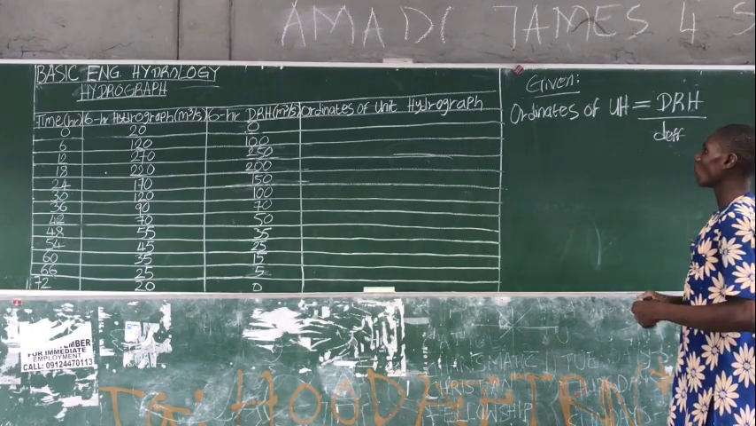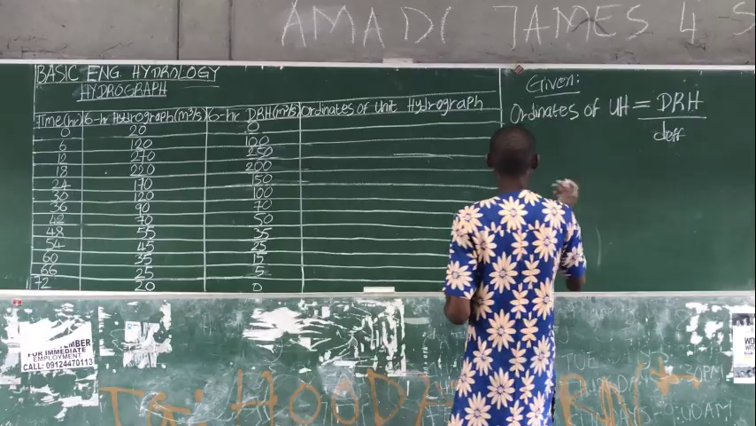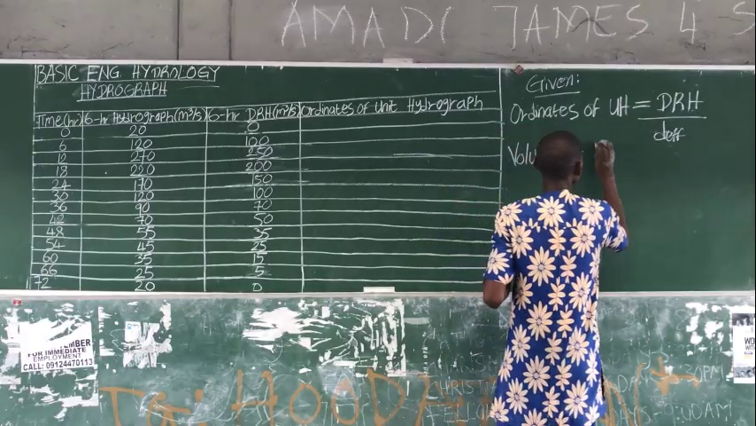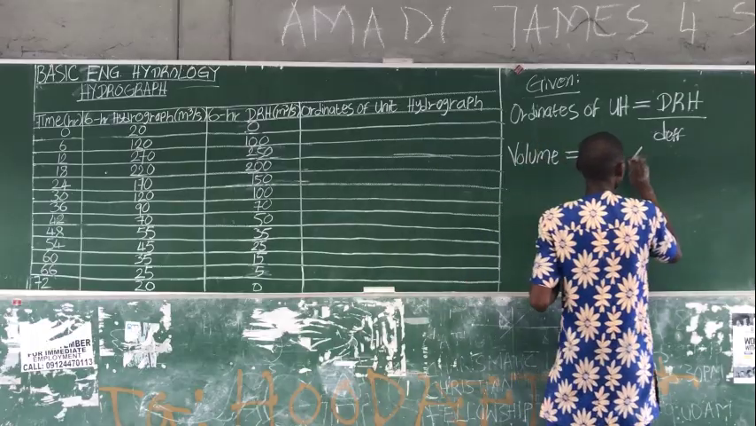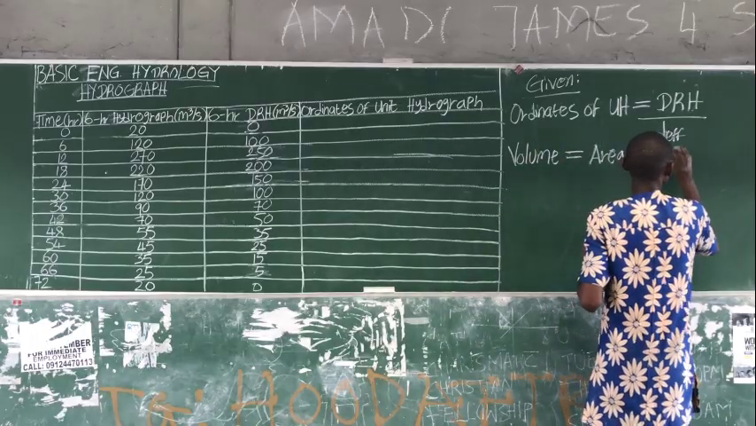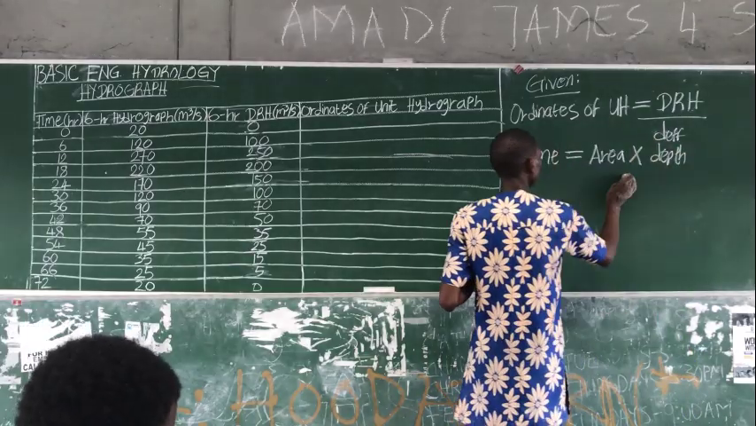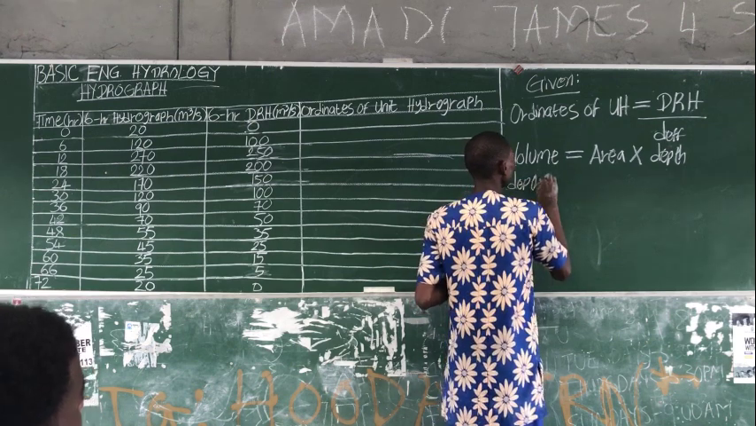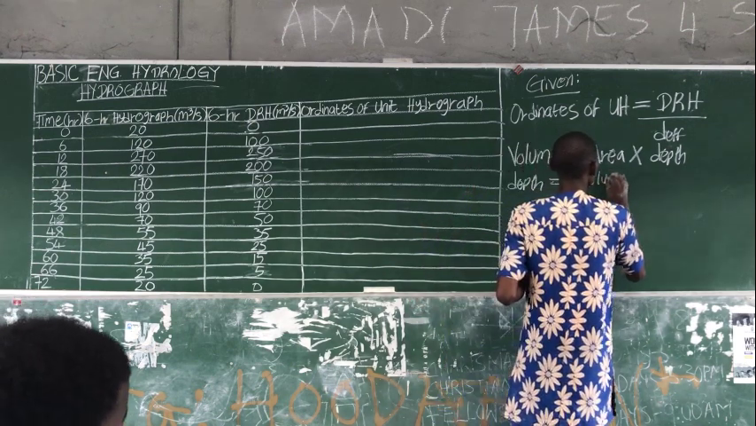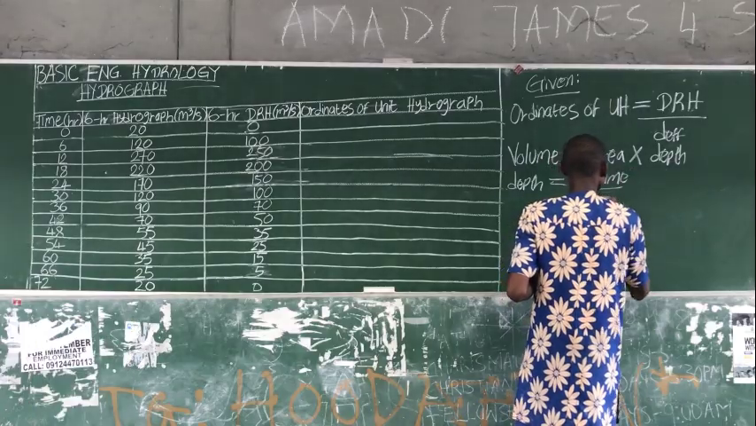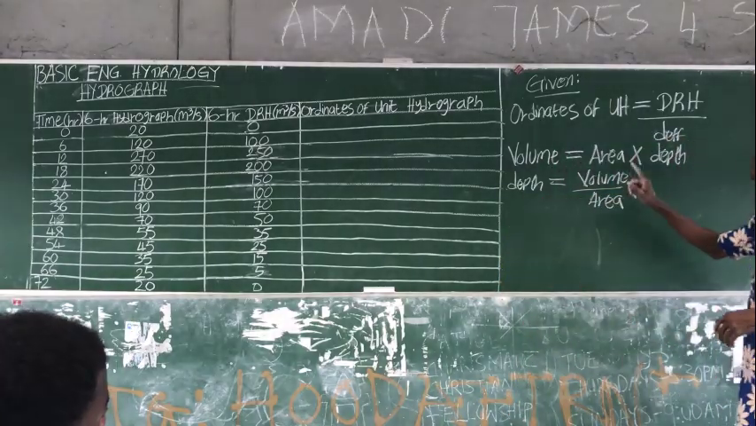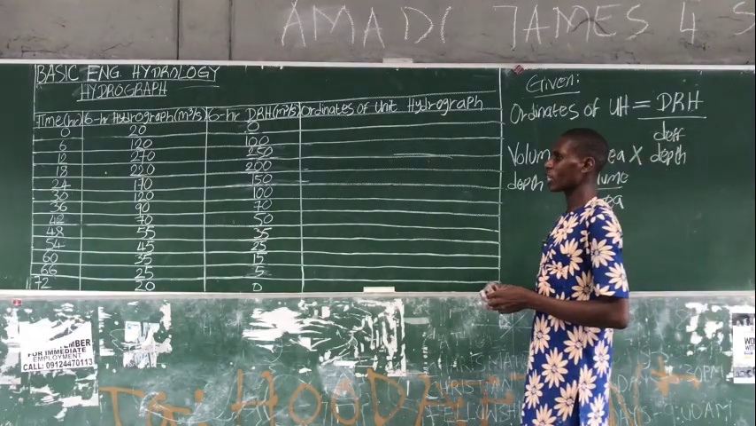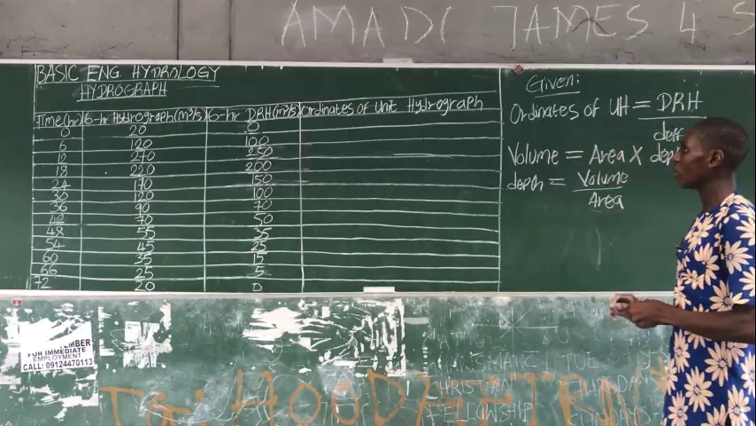So to get our effective depth of rainfall, we need to get our volume. So we know that volume is equal to area times depth. Okay? So if we make our depth subject of the formula, we are going to have that our depth is equal to our volume over area. Okay. So from the question, what do we know? We know our area, we don't know our volume. How do we get our volume? So there are several methods to get the volume, but we are going to be using the trapezoidal method.